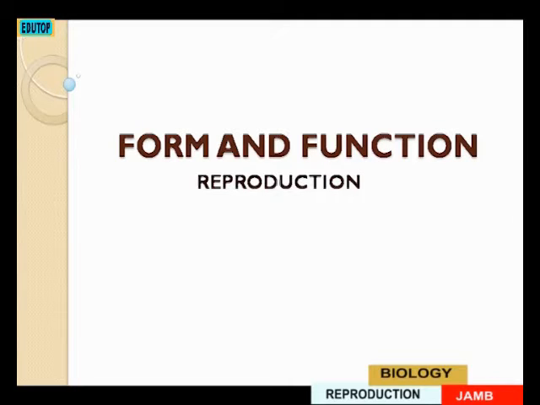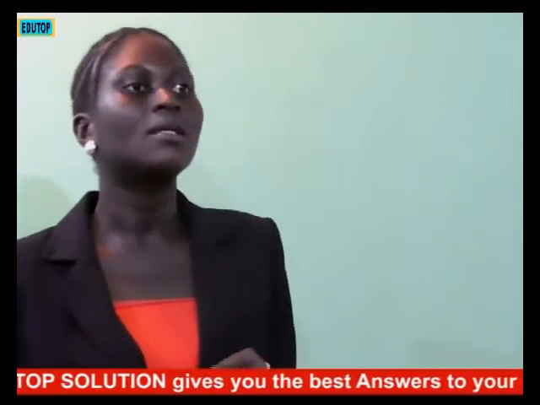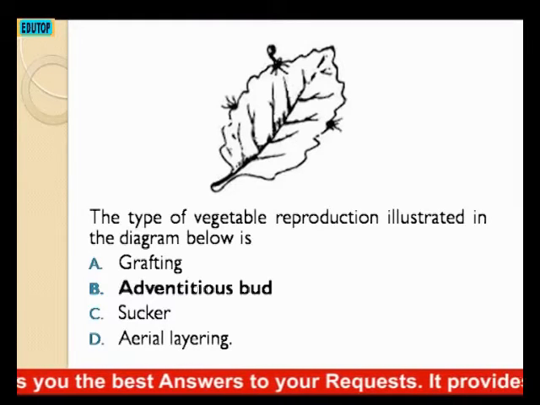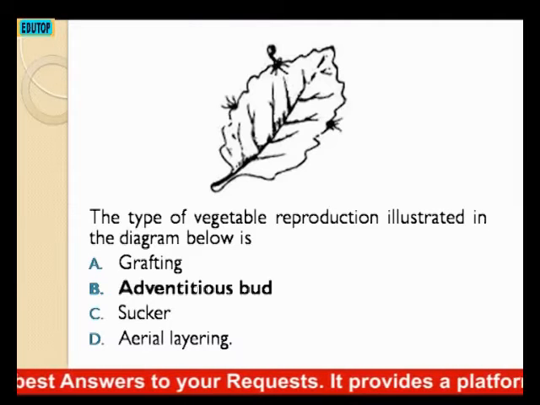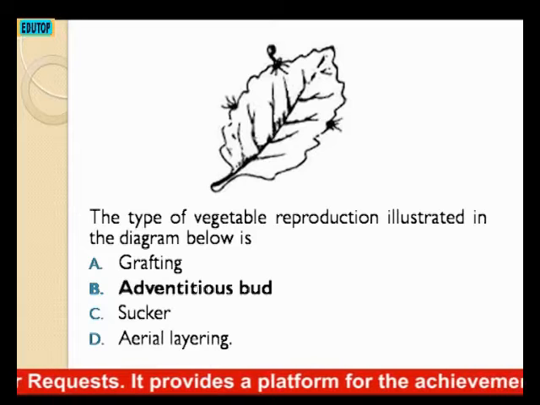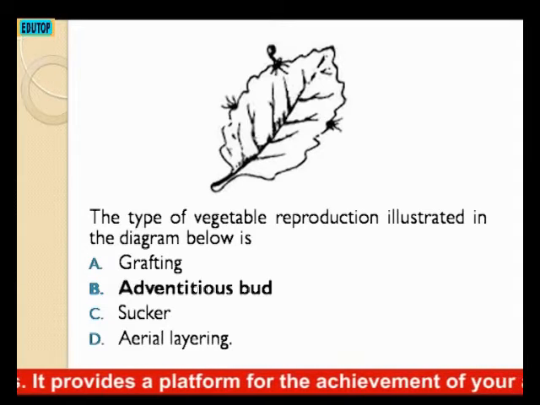Under the broad section of form and function, we'll be looking at reproduction as a topic. So I've extracted some questions under reproduction, questions that have appeared in the JAMB past questions for the last 20 years. So we'll be looking at them and the answers to those questions. The first question is diagrammatic. It's showing a leaf that has root-like structures on it. Like you have roots or buds coming out of that leaf, a singular leaf.